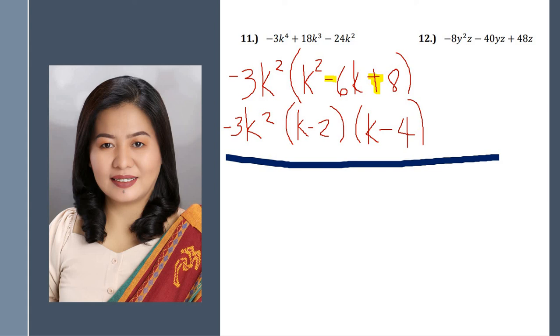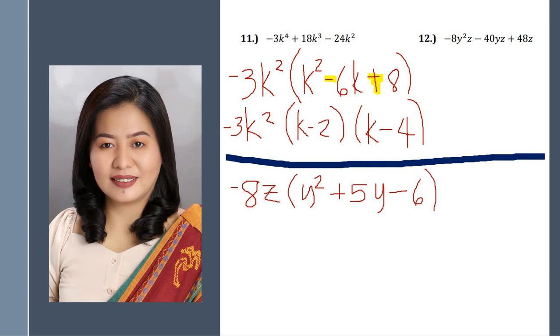Next is number 12, so we'll be using number 12. The common factor will be 8. So I want to take out the negative. So negative 8, z is also common. So we take out negative 8z. So we have y squared plus 5y minus 6. Factors of 6 that give a difference of 5. So that's 6 and 1.